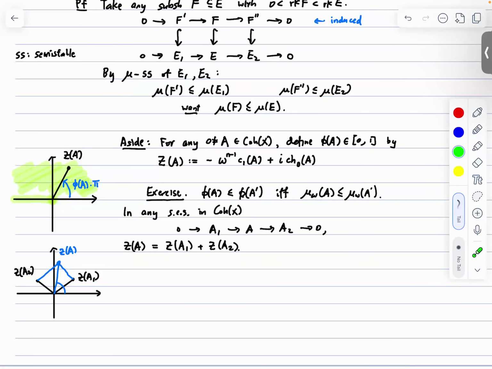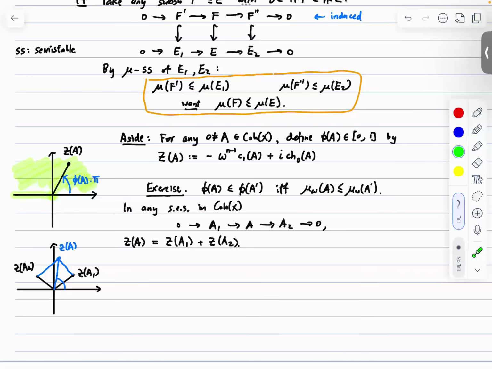And so now, if we come back to this thing that we wanted to prove, this is what's happening. F is an extension of F prime and F double prime. E is an extension of E1 and E2. We know that mu of F prime is less than or equal to mu of E1, so equivalently, phi of F prime is less than or equal to phi of E1. We also know phi of F double prime is less than or equal to phi of E2. And we want to show phi of F is less than or equal to phi of E.